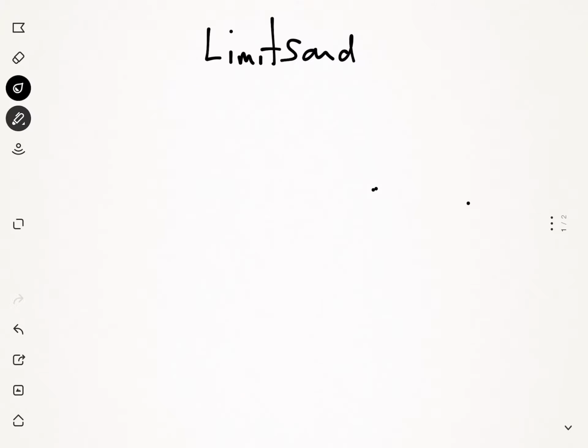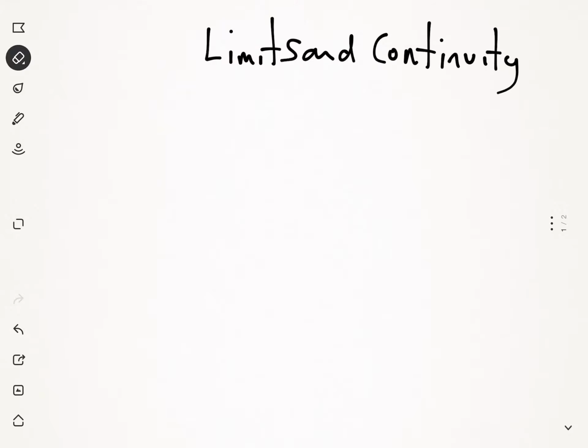Hello, everybody. I'd like to talk to you for a few minutes about limits and continuity. And I'm going to introduce you to some definitions that will help clarify. So, what is continuity?